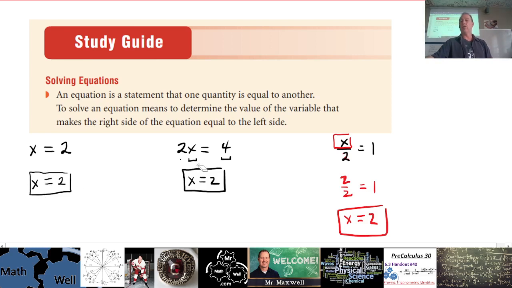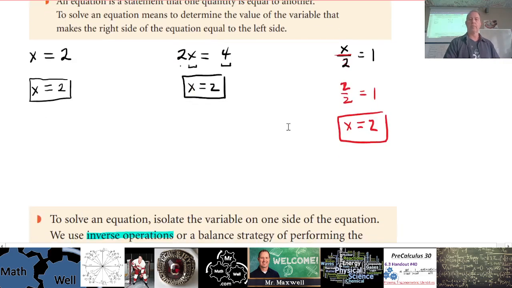Over here, you might have to do a little bit of work because 2 times something equals 4. So 2 times 2 equals 4. Over here, it looks a little bit harder, but some number divided by 2 equals 1. And of course, x is 2 here as well. So these are 3 different equations where x equals the same number, and that is x equals 2.